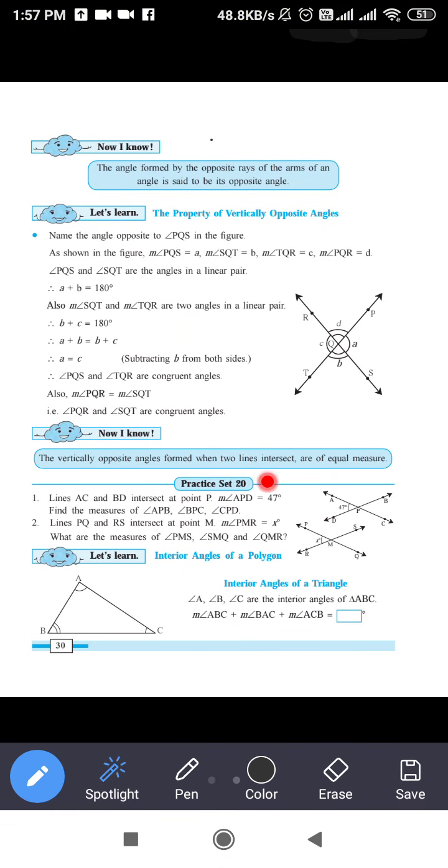Now practice set 20. Question number 1. Lines AC and BD intersect at point P. Measurement of angle APD is equals to 47 degree. Find the measures of angle APB, BPC and CPD. Okay, now we have to solve it. So first we'll draw the diagram.